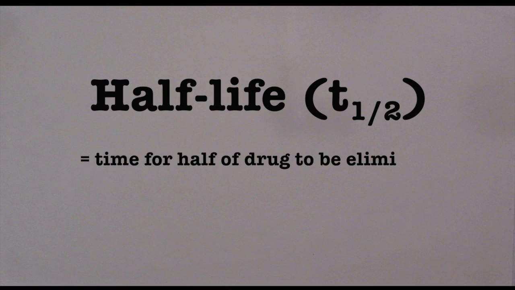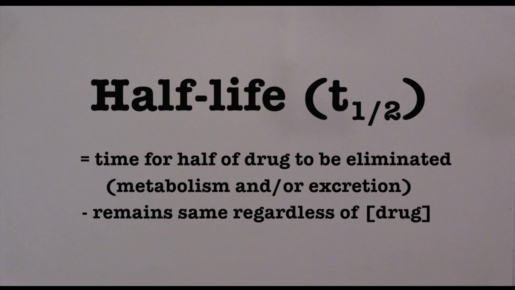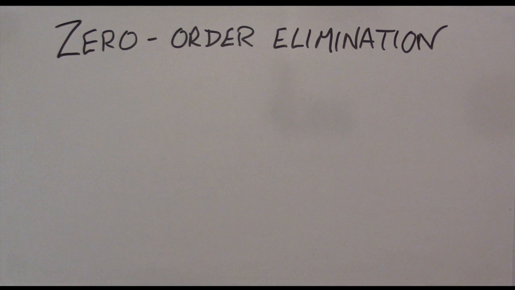The half-life is the time that it takes for half of a drug that's in the body to be eliminated, that is, metabolically and/or via excretion. For a drug undergoing first-order elimination, the half-life is going to be the same regardless of the concentration of drug that's being eliminated. Now, let's talk about zero-order elimination kinetics.